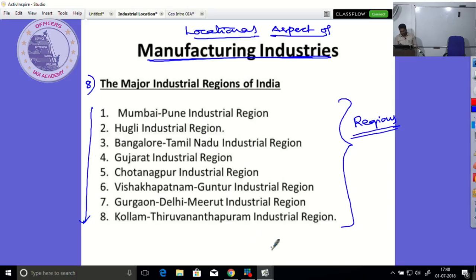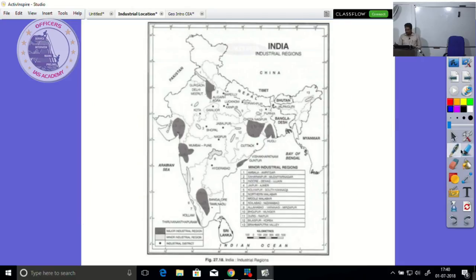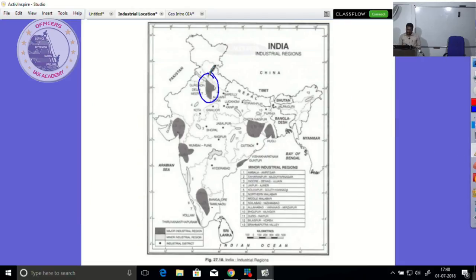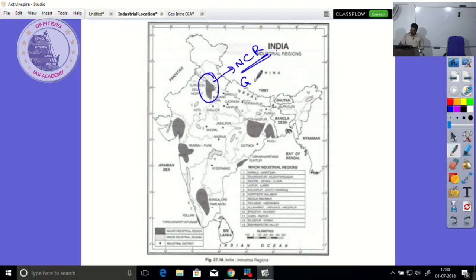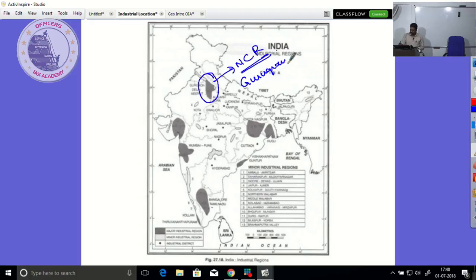Approximately, we will have an idea. What are they? One, we are there in this NCR. National Capital Region. We are just talking about these 8 major industrial regions in India. Going by the geographical location, one, you call as NCR. Otherwise, it is called as Gurgaon. Name change, it is called as Gurugram. Gurugram, Delhi, Meerut region. Otherwise, you can also call it as NCR, National Capital Region.